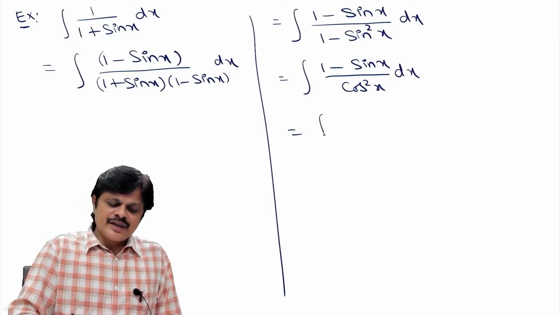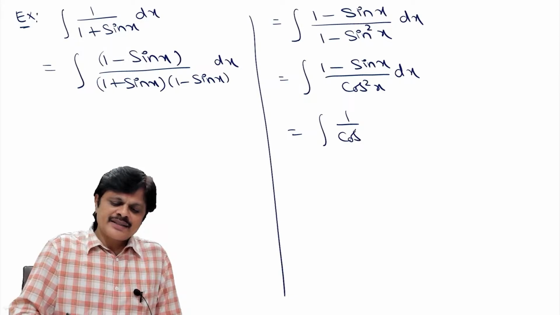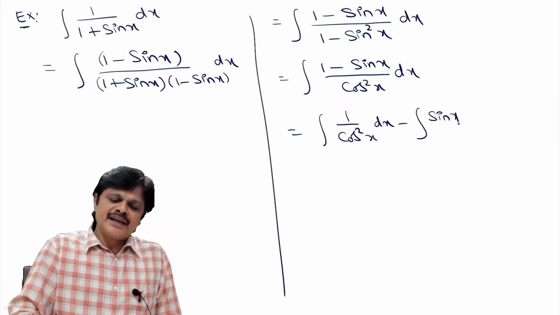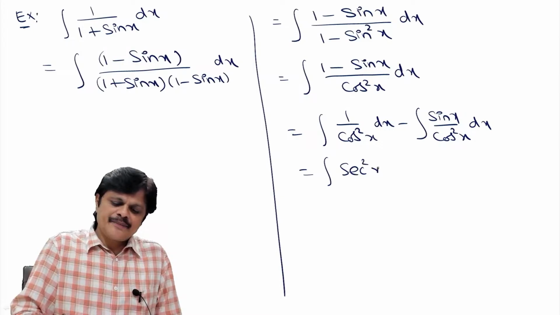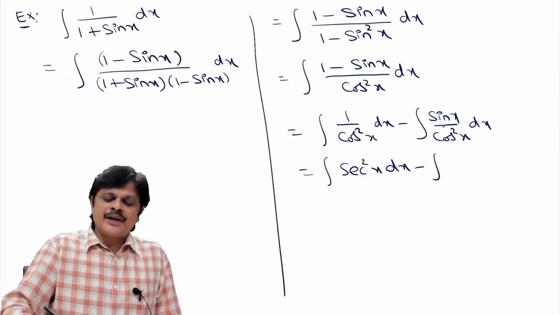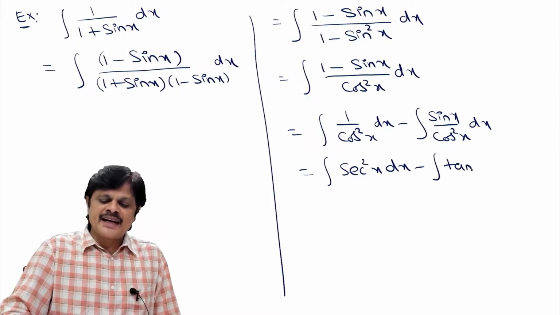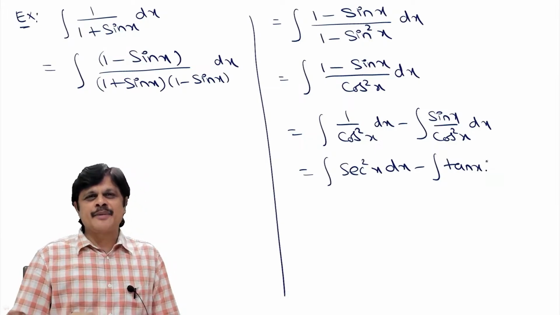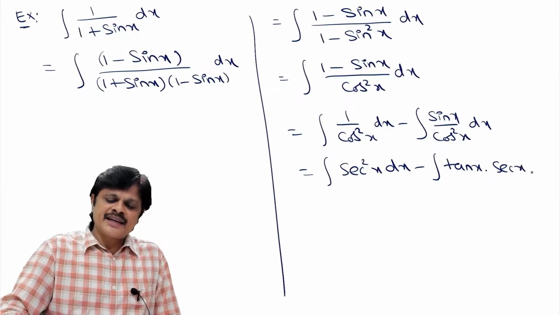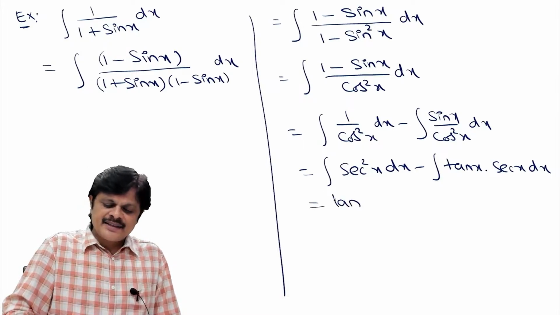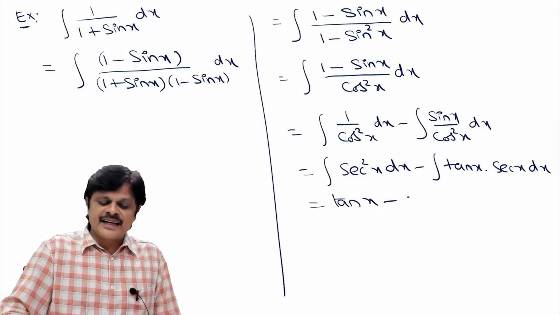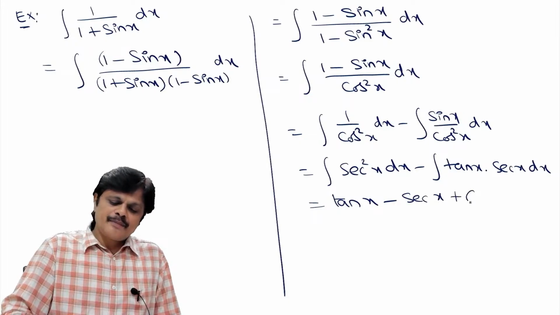Now you can separate this and write integral 1 by cos square x dx minus integral sin x by cos square x dx. 1 by cos square x is nothing but secant square x. And in this one, sin x by cos x can be written as tan x, and there is 1 by cos x remaining. 1 by cos x is secant x, dx. And now you know the integral of secant square x is tan x, minus the integral of secant x tan x, which is secant x, plus C.